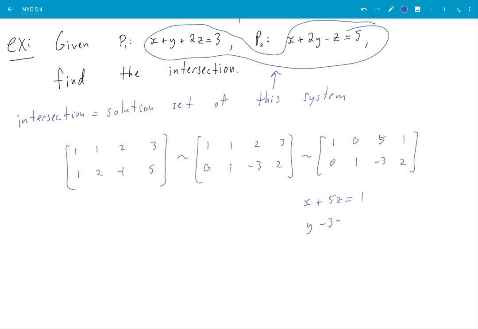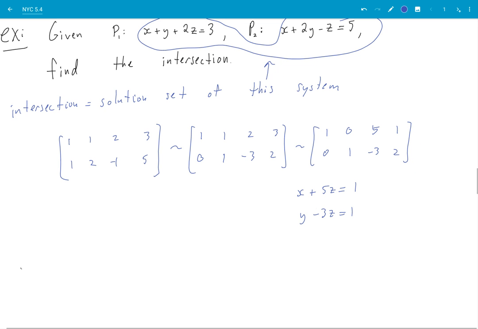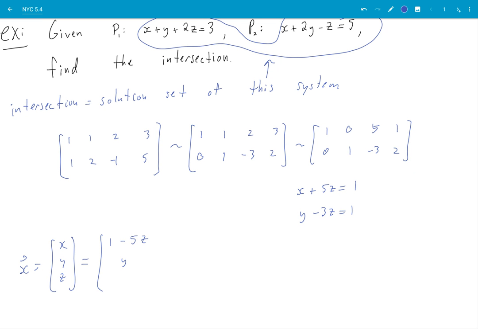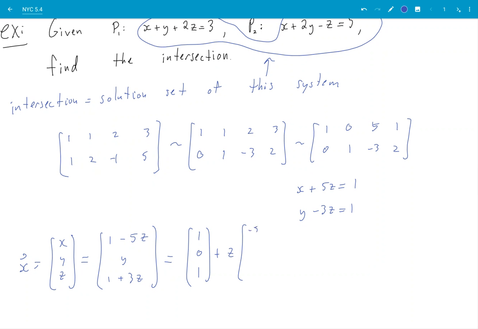y minus 3z is equal to 1. So my x, which is (x, y, z), is equal to (1 minus 5z, y, 1 plus 3z). Pulling this apart, we get (1, 0, 1) plus z times (minus 5, 0, 3).